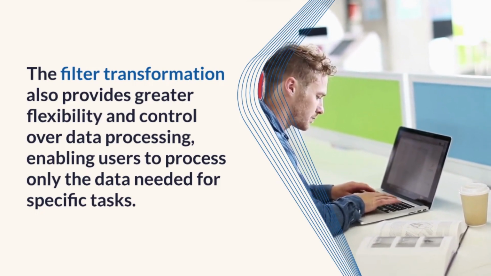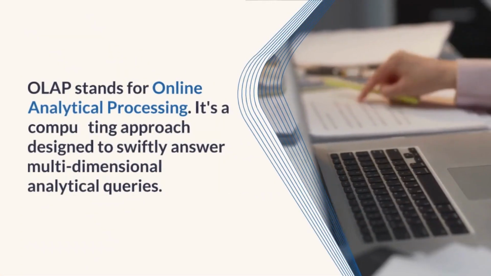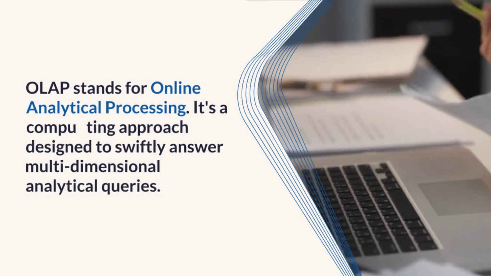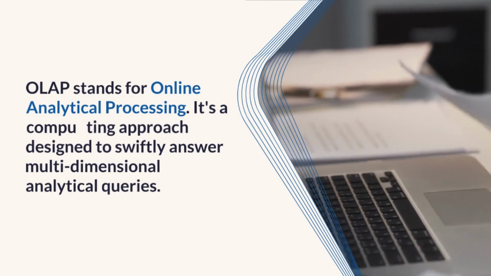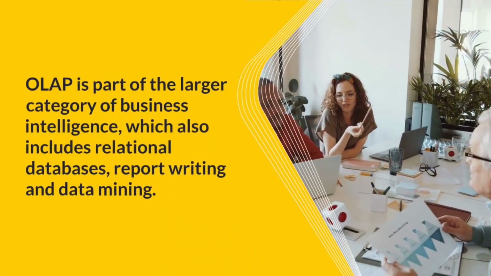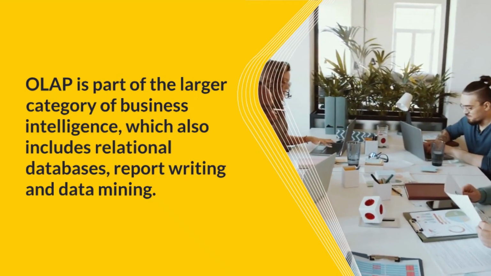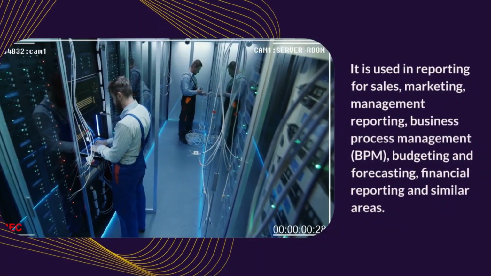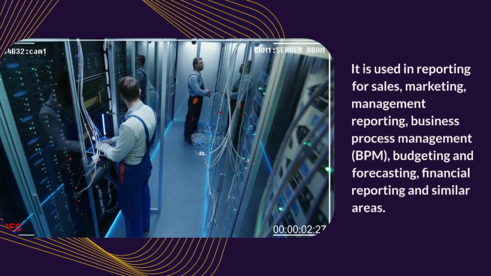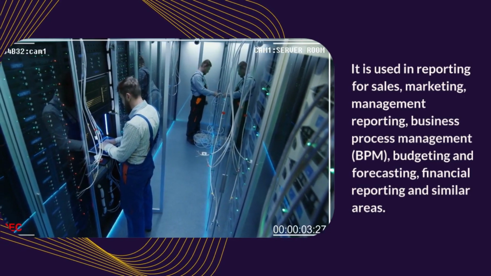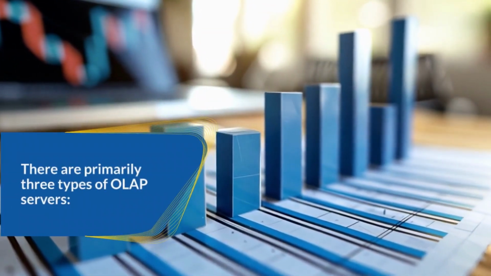for specific tasks. 11. What is OLAP and what are its different types? OLAP stands for Online Analytical Processing. It's a computing approach designed to swiftly answer multi-dimensional analytical queries. OLAP is part of the larger category of business intelligence, which also includes relational databases, report writing, and data mining. It is used in reporting for sales, marketing, management reporting, business process management, BPM, budgeting and forecasting, financial reporting, and similar areas. There are primarily three types of OLAP servers.